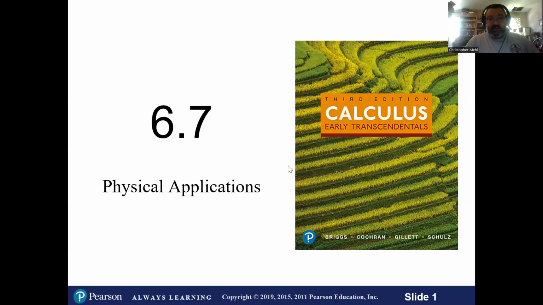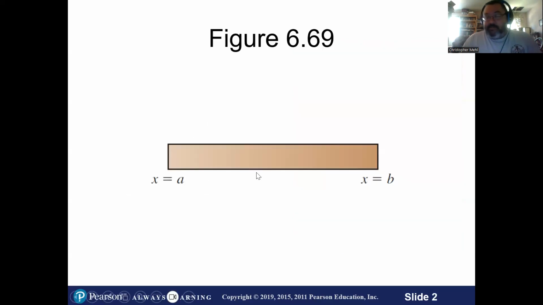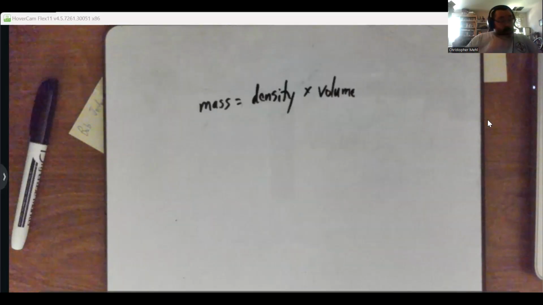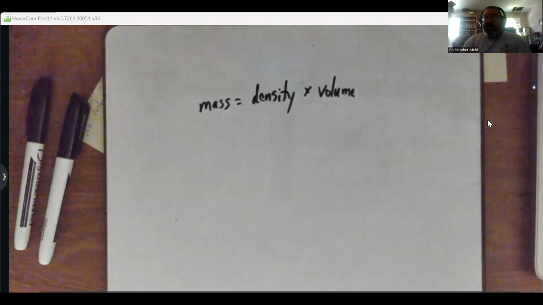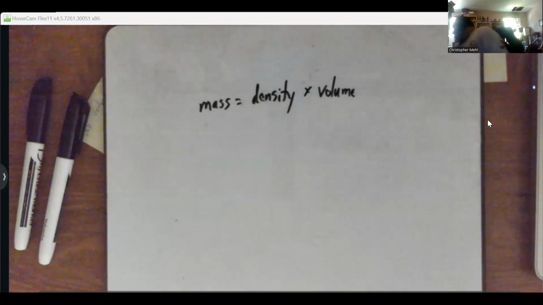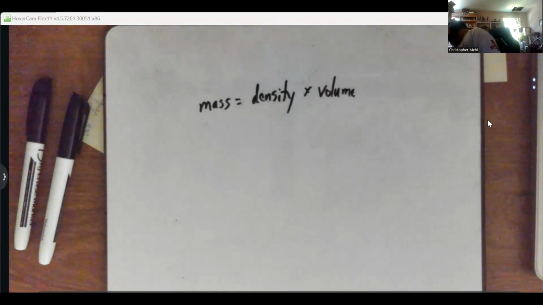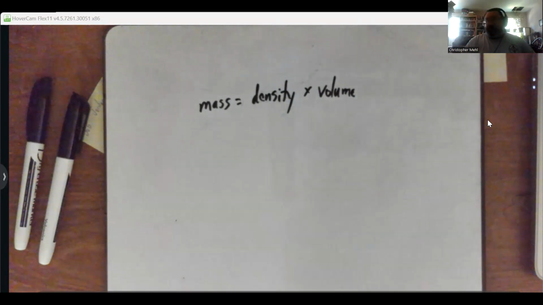So let's start simple. We're going to imagine a linear rectangular bar, and we're going to start with the simple formula here. The mass of an object is the density of the object times the volume of the object. That's what we're going to start with, this basic thing. And now we're going to imagine a linear or a thin bar or a thin wire.